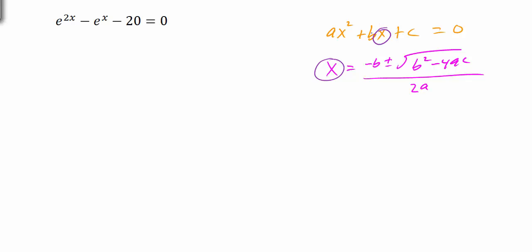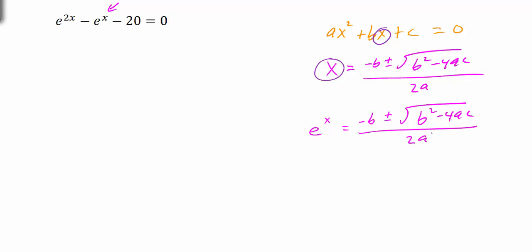So if we look at our problem over here at the left, we have e to the 2x minus e to the x minus 20. That's going to match up with this term here. So instead of x, for us, we're going to have e to the x equals negative b plus or minus the square root of b squared minus 4ac over 2a.